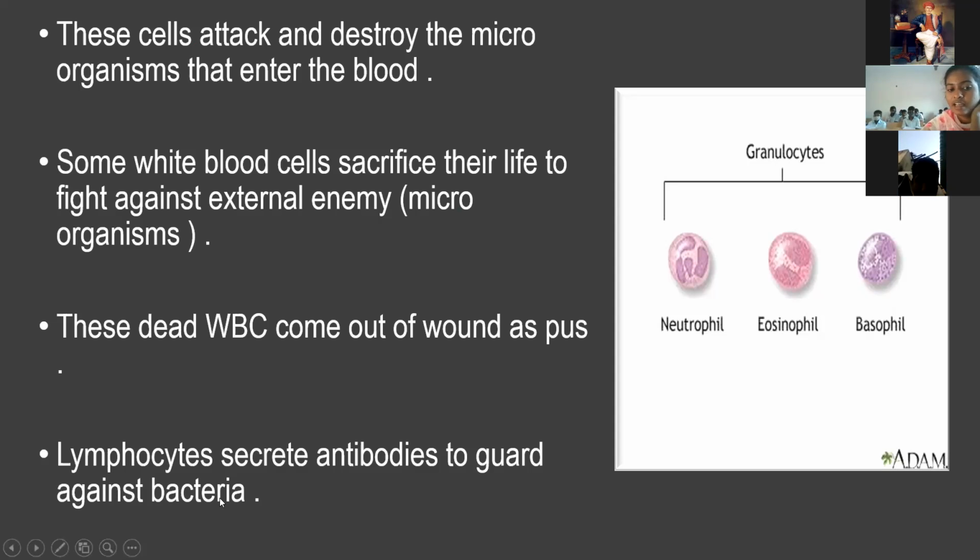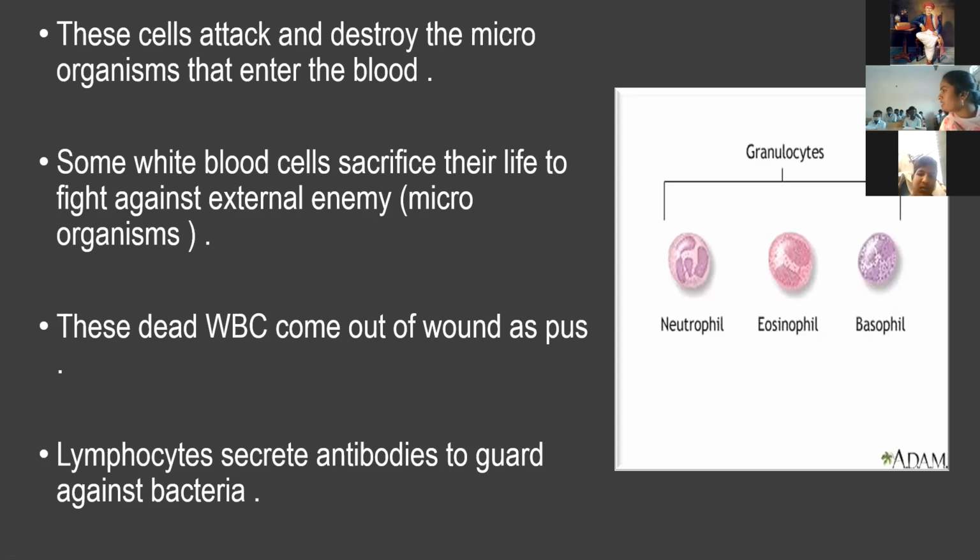Next one is the lymphocytes. The lymphocytes secrete antibodies to guard against bacteria. The lymphocytes present in the human body secrete the antibodies to fight against microorganisms.